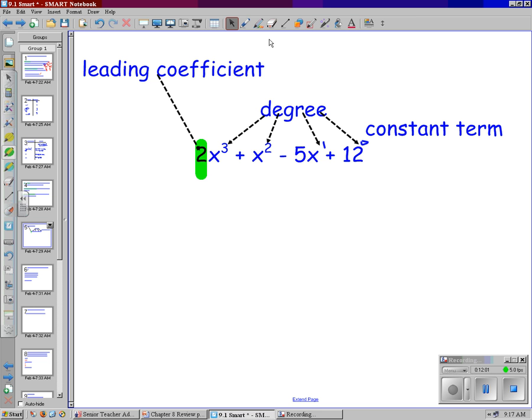Question, Michael? You would have like x to the fourth, would your leading coefficient be 1 then? Yes. Whichever term has the largest degree, the number in front of the variable is your leading coefficient. And constant term is talking about the number that doesn't have a variable at all with it. That would be your 12. Your constant term is the 12.